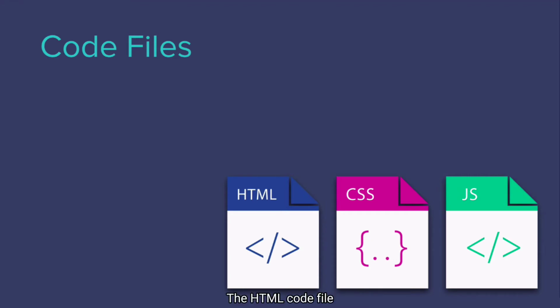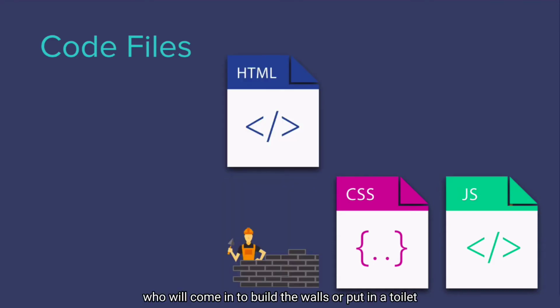The HTML code file is responsible for the structure of your website. So, if a website was a house, then the HTML would be the builder who will come in to build the walls or put in a toilet. Basically, they establish the structure of your house. And when you write HTML code, you also build up the structure of your website. So, you could use HTML to add an image or button or text box, whatever it is that you need in your website.